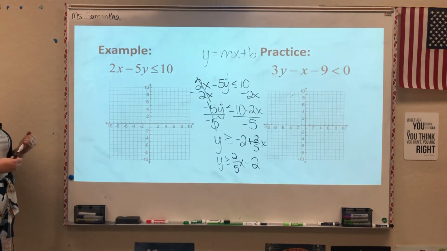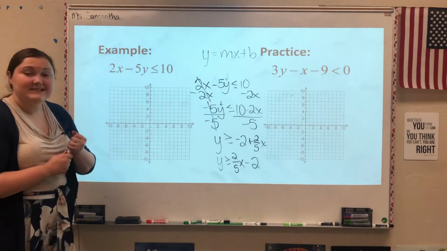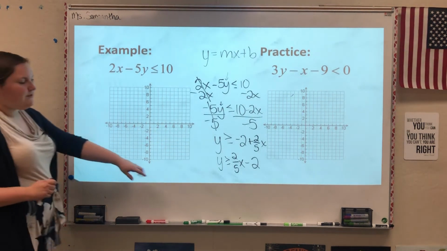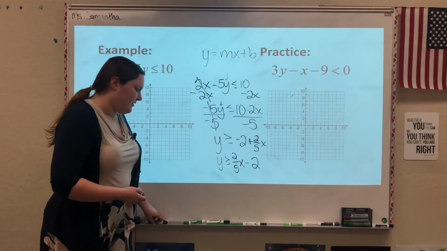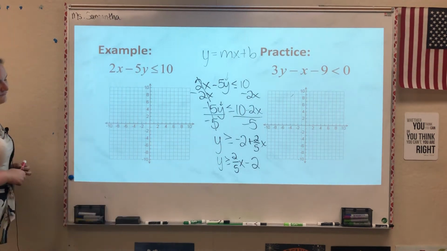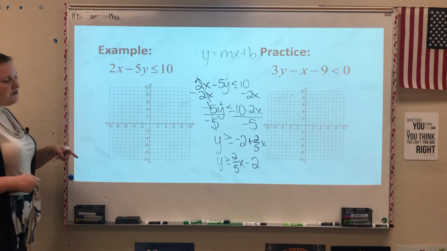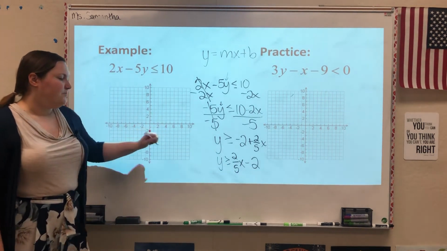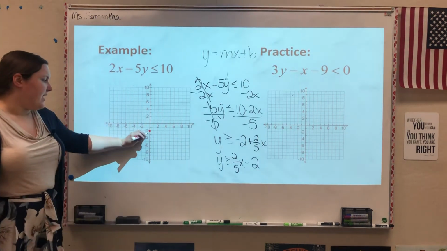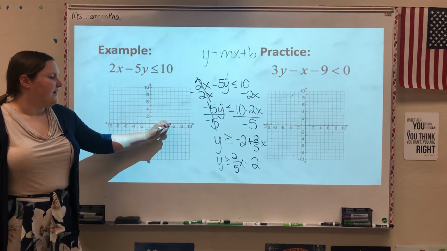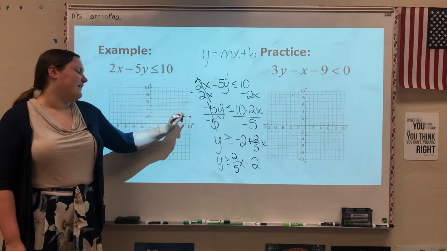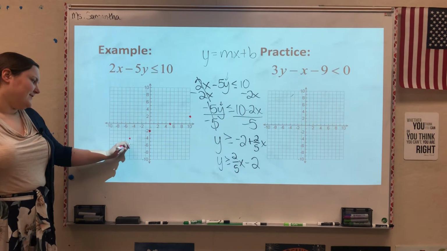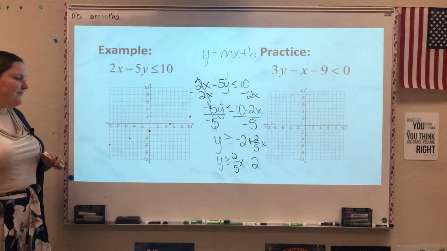Once you've changed it around into slope-intercept form, the rest of graphing this is the same as what we did earlier. If I wanted to graph this inequality, what would I want to do? Well, I want to start at my y-intercept, which is that -2. My slope is positive 2/5, so I want to go up 2 over 5, up 2 over 5. I could also do the opposite, so I could go down 2 backwards 5, down 2 backwards 5.